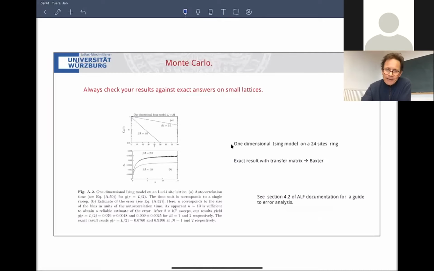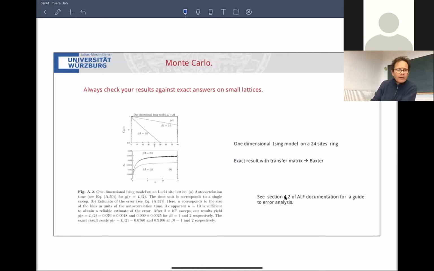So just check your results against exact results and do a small exercise with the one-dimensional Ising model. It's easy to program, and you have an exact result with the transfer matrix, which you can easily calculate. In section 4.2 of the ALF documentation, there's a very detailed guide on how to do the error analysis, and please take a look at this because that is important.